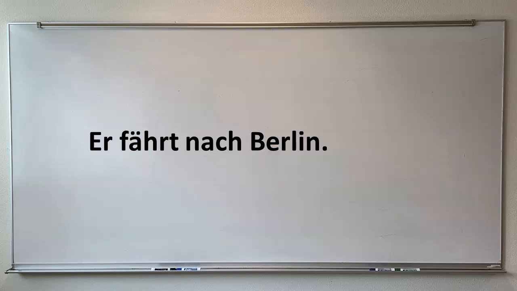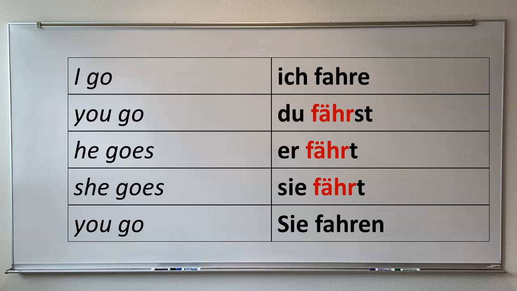So how did you do? Did you get them all right? If not, you might want to play that part of the video again, try it again, and let me just show you the conjugation of the verb fahren. So notice the ich form does not have the stem change, ich fahre, but the du, er, and sie forms do. Du fährst, er fährt, sie fährt. And notice also the change in pronunciation.